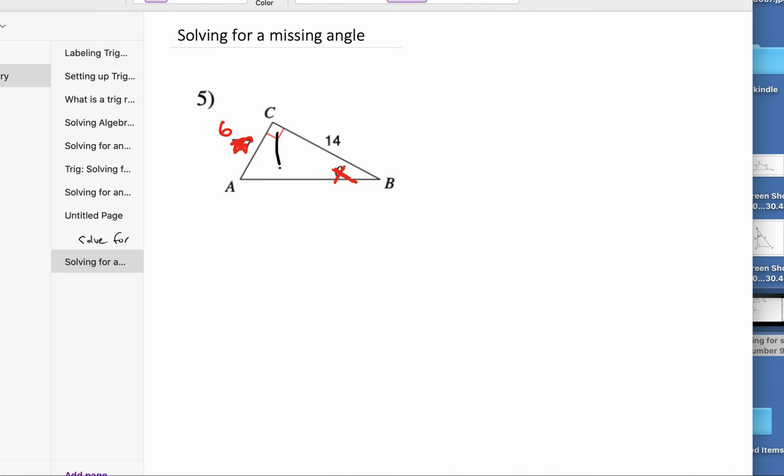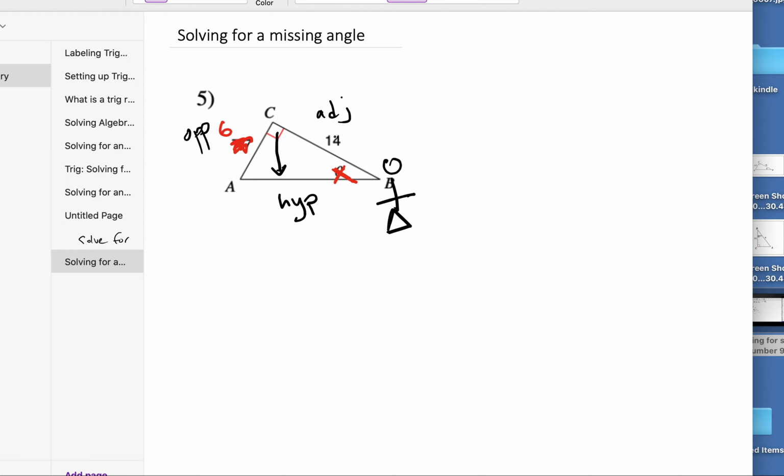We say opposite of the 90 is our hypotenuse, the longest side. Then we think of our reference angle of where the x is. That's where you're standing. So opposite of that would be 6. The adjacent side is the one that's left over next to the reference angle, but it's not the hypotenuse.